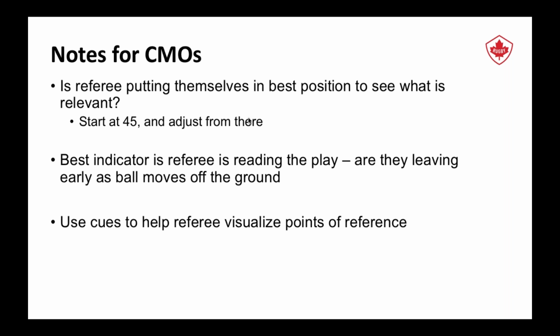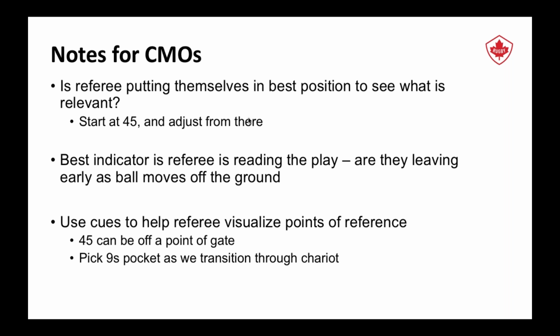And then another piece that I think CMOs can really help referees with is cues to help referees visualize points of reference. Or, I should have added this, and I've made a note to add it to the presentation, mindsets as well. So using words like 45 is one thing, but how do we visualize it? So I like to look at it as the gate. There's the four corners of the gate. The two corners on the attack side, we want to offset ourselves off one of those two corners. Or I use a reference of, can we pick the nine's pocket as we transition through chariot?